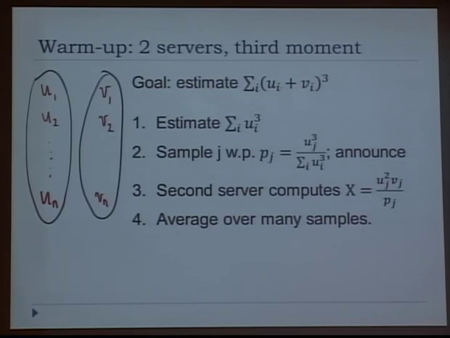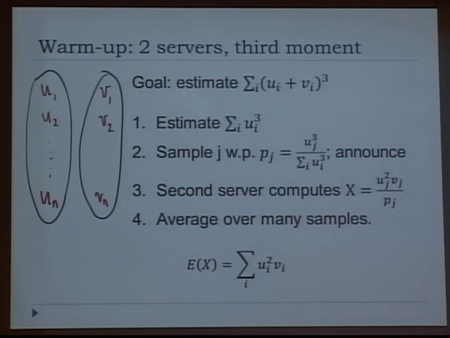And then the other server will compute what we want, u_j squared v_j, but divide by p_j, this probability. So it announces j and the probability. Okay? And so that'll compute this number, and we average this over 1 over epsilon squared samples. Now the point is that the expectation of this variable that's being computed is exactly what you want, right? Because with probability p_j, we're computing u_j squared times v_j. So it has the right expectation.